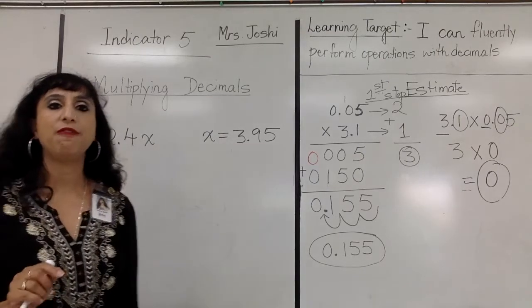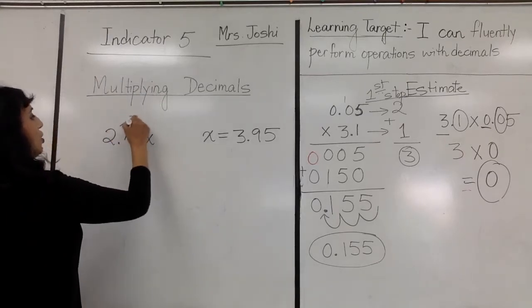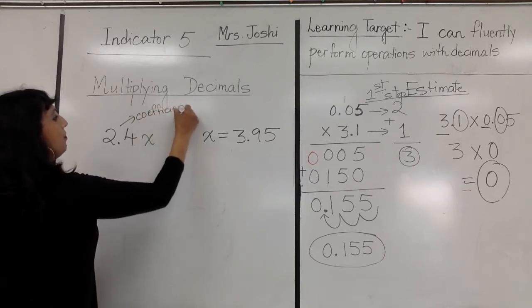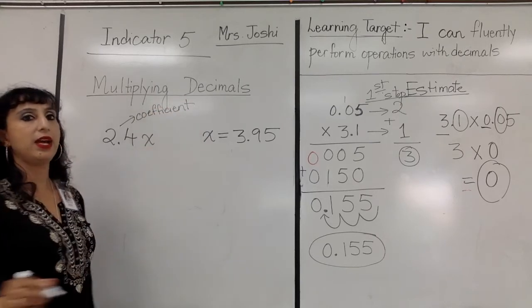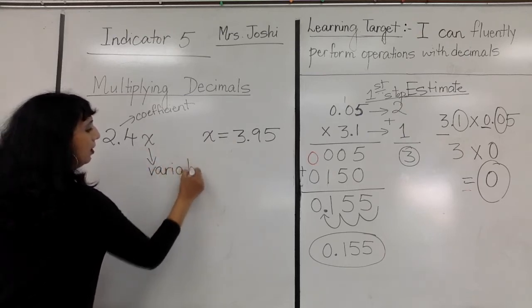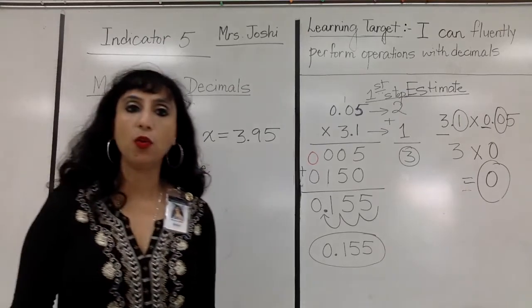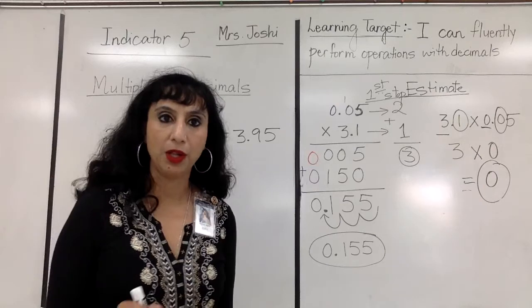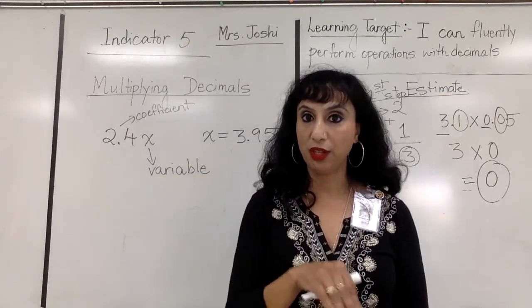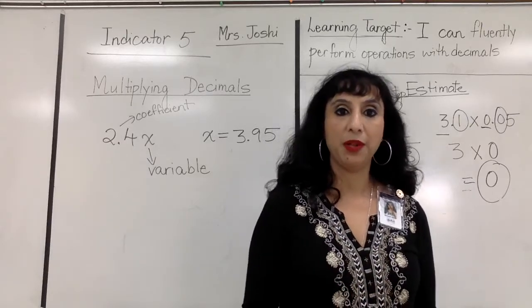The number written right before the alphabet is called coefficient. This is called coefficient. And the alphabet that is there is called the variable. Okay, these are very important terms to remember. Coefficient always comes before the variable. We don't write x 2 and 4/10. It's always the number before the variable. So that coefficient is always written before the variable.